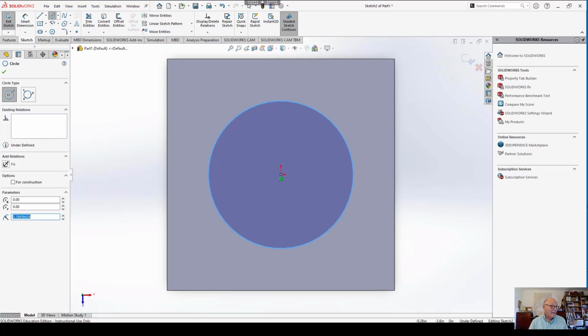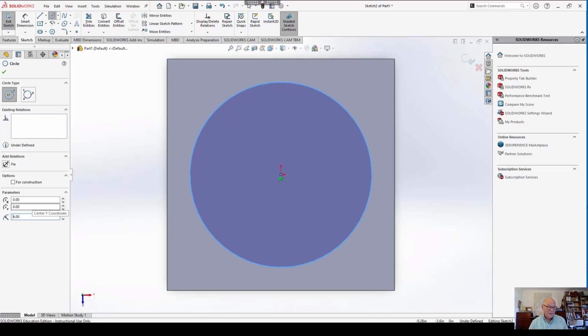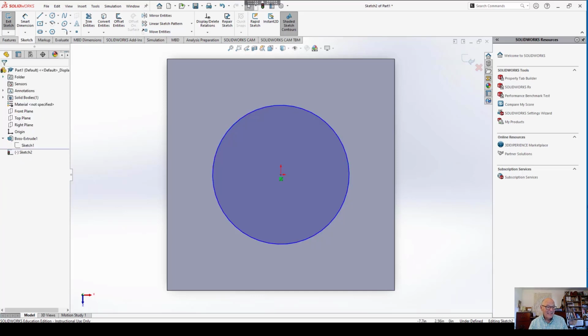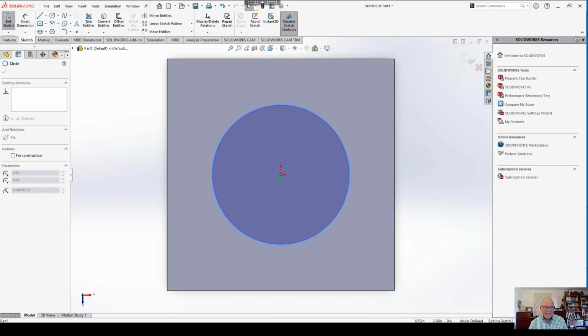Now again, there's something over here that would allow me to make that a certain size. I could put a 4 in here. Let's put a 3 in here. That's the radius now. The problem with that is it doesn't actually dimension it. It simply makes it that size. You can see I can just grab that and change the size.